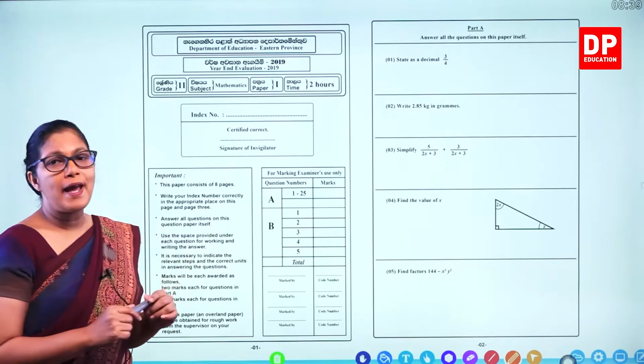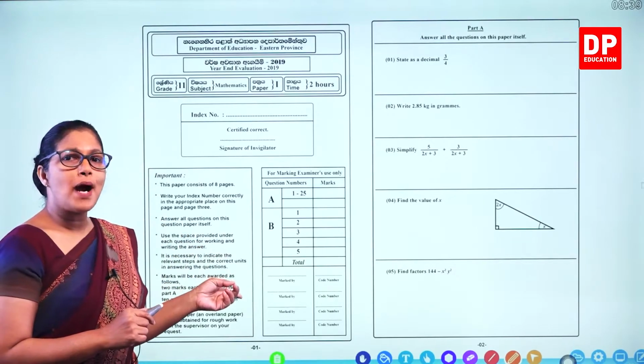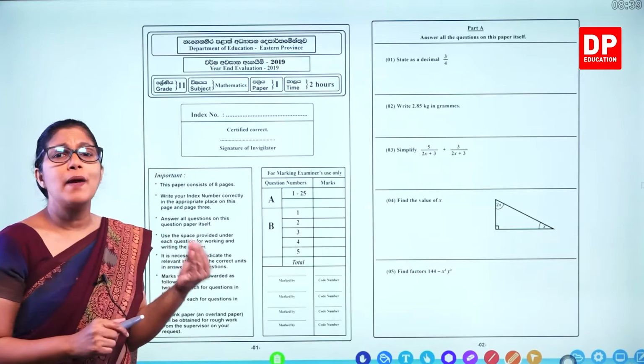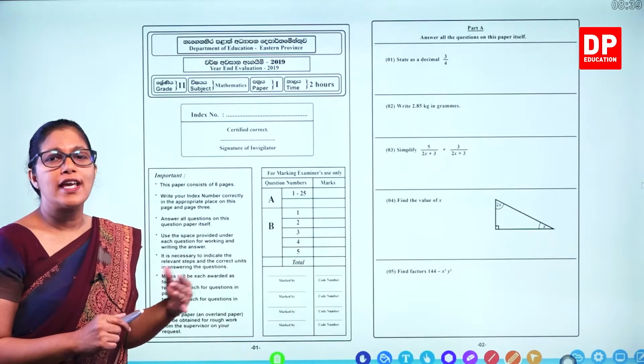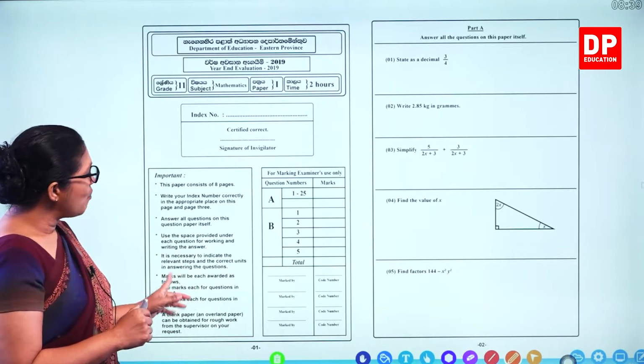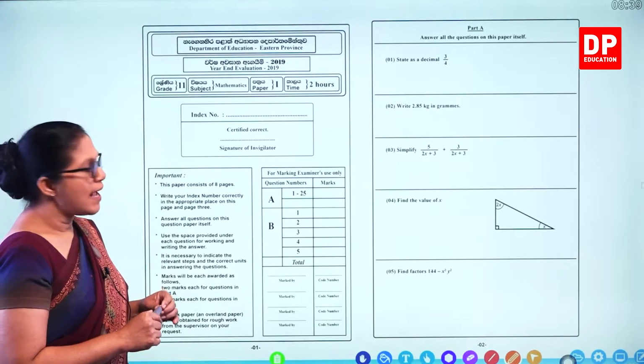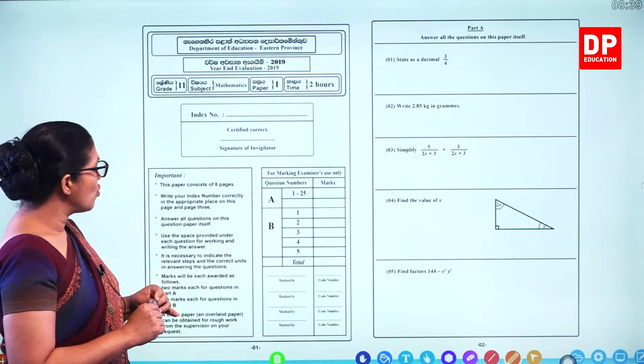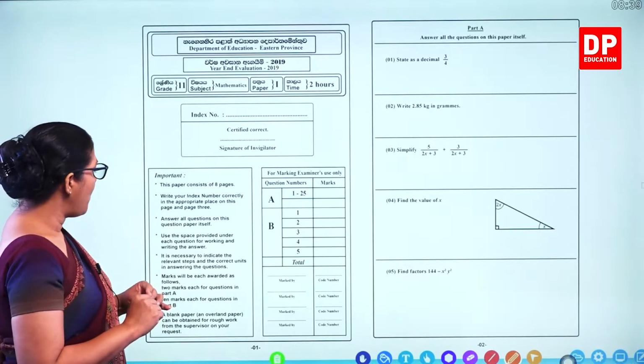You can spend 2 minutes on each part A short question, and you can spend 10 minutes for checking your answers. And what about paper 2? You can spend 12 minutes for each question. So let's do this paper.